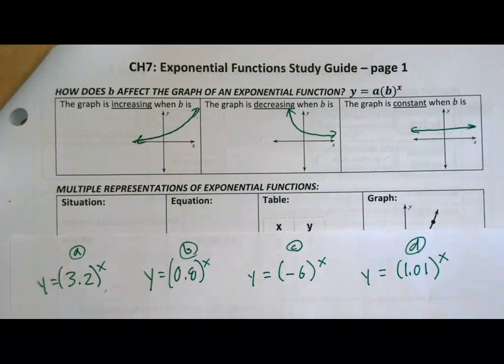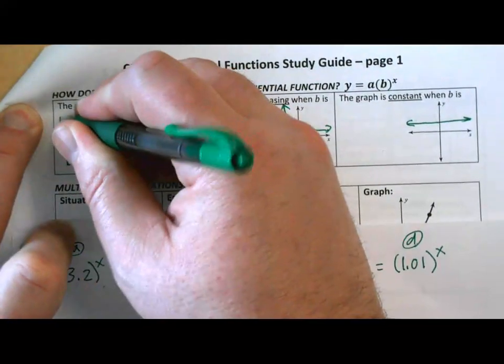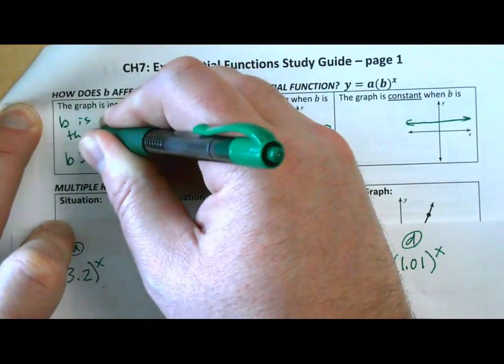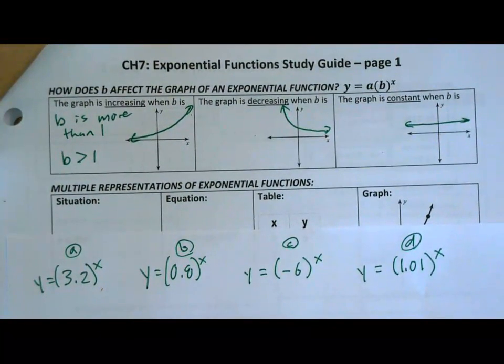I like inequalities. I might write B is bigger than 1. Or I might write out the words B is more than 1. Or maybe I draw a little picture showing that B is bigger than 1. I don't know.